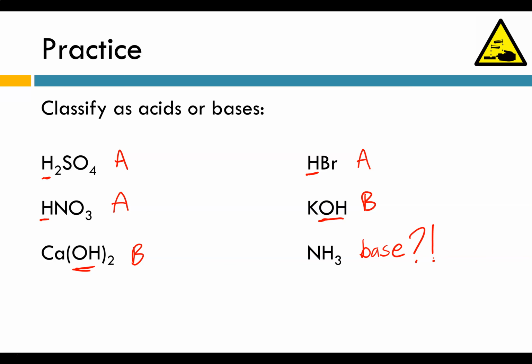And at first glance, that might seem insane. We know that bases release hydroxide ions. There's no hydroxide present in NH3, in ammonia. So how is it possibly leading to a basic pH?